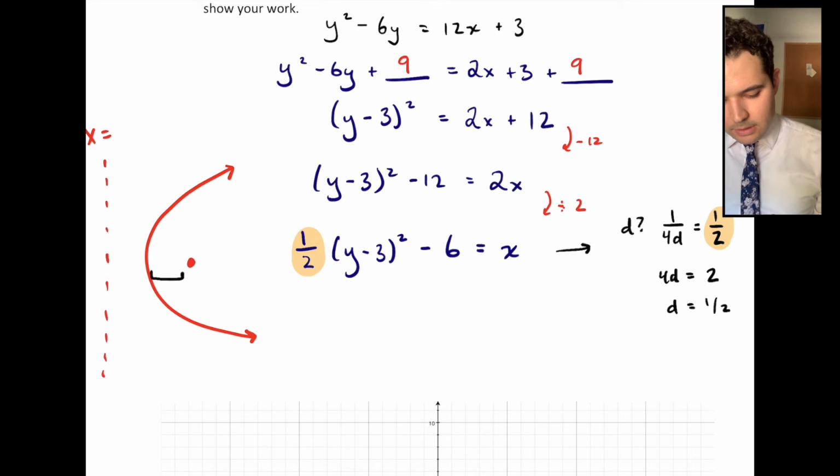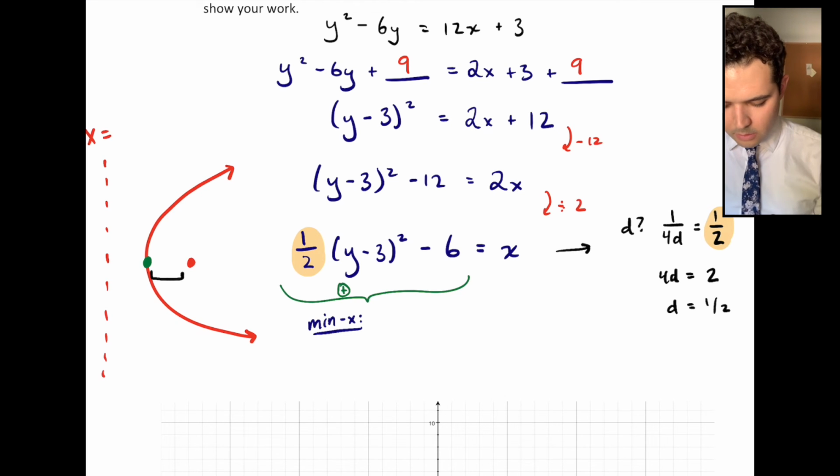And our vertex, well, let's see. This vertex right here is our leftmost point on this parabola. So it means that it's the smallest value of x. So what is the smallest possible value of x here? Well, this piece right here is always positive, and the smallest possible value for it would be 0. So the minimum value for x, I'll call this min x, we can find when we have 0 minus 6 is equal to x, or just -6.